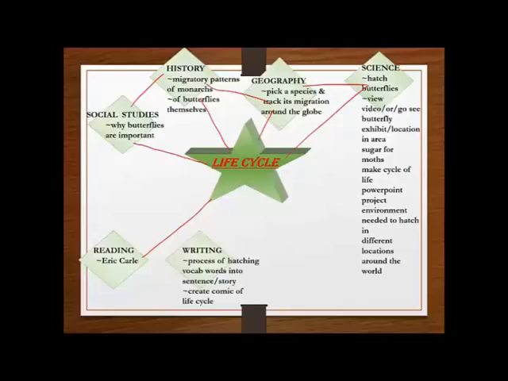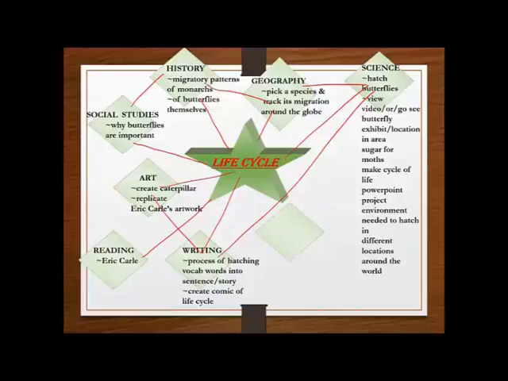Now let's look at writing. We'll write about the process of hatching, and we'll study some vocabulary words, and we'll put those into a sentence or story. You know what? Let's create a comic of the life cycle. And then our writing can connect to the life cycle as well as it also connects to science. All right, the next area of study we'll look at is art. So in art, we're going to create a caterpillar and we're going to replicate some of Eric Carle's artwork. And our art and our writing can actually connect to each other.